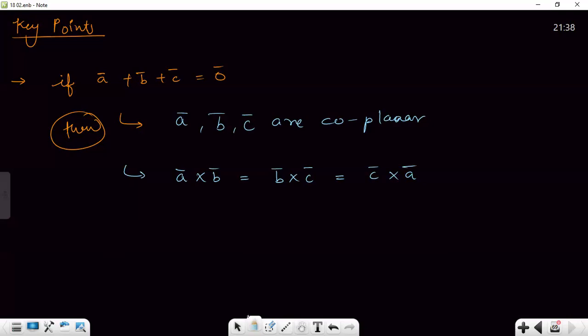Any difficulty in understanding this? No, sir. Coplanar vectors are those vectors which lie on the same plane.